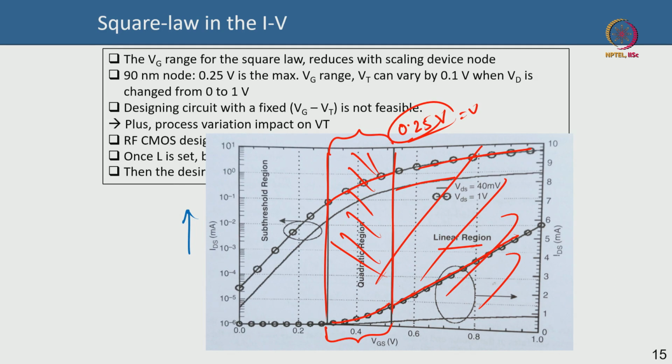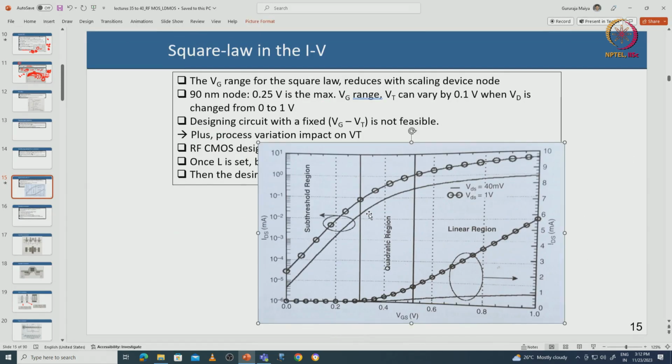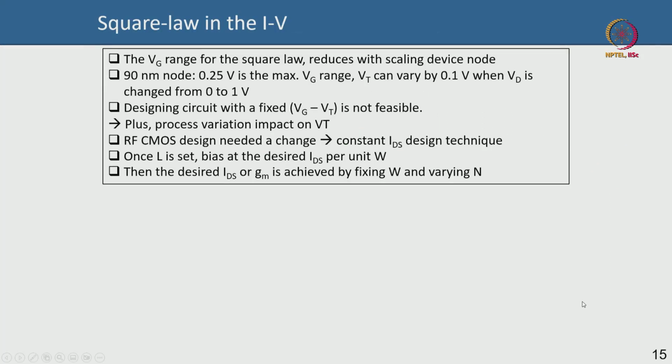Okay. So this is for the 90 nanometer node, where only 0.25 volt is the maximum range typically you can get where you have a square law being valid. And the threshold voltage also can vary a lot. So maybe I will remove the annotations here. Okay. So what is happening is that designing a circuit with a fixed gate overdrive is not viable, not tenable. Why? Because as you can see, the quadratic relation does not hold true except for a very small range.